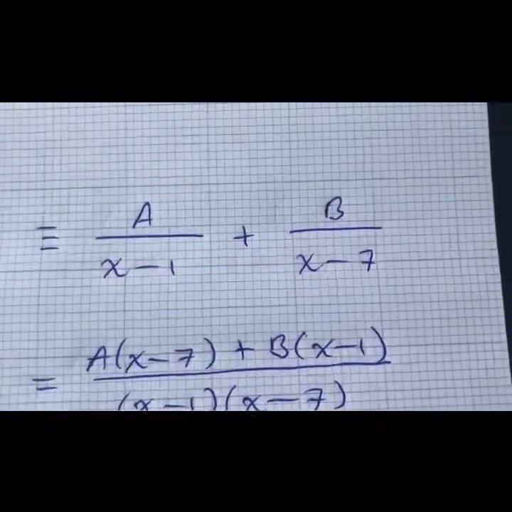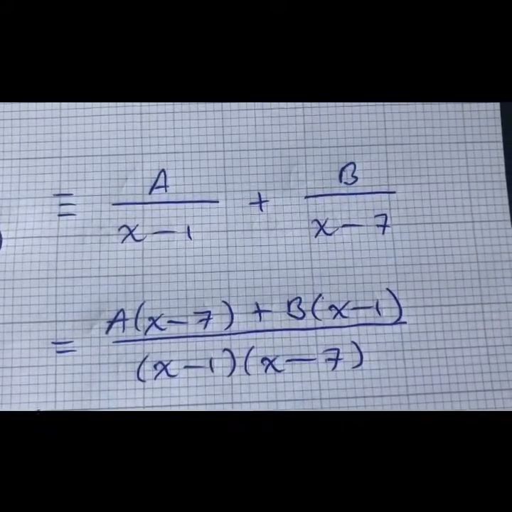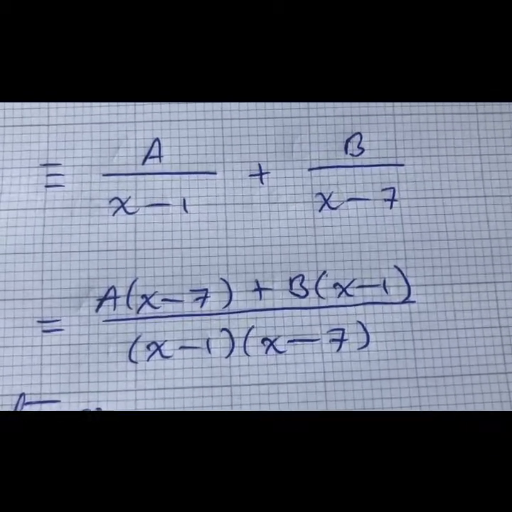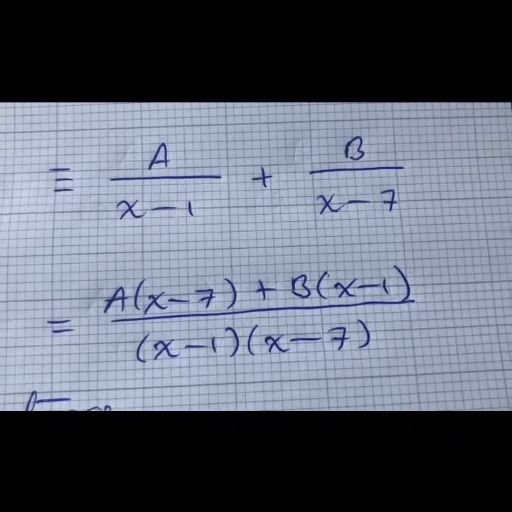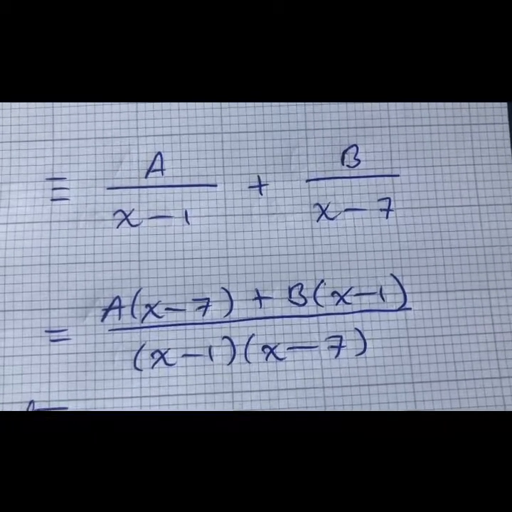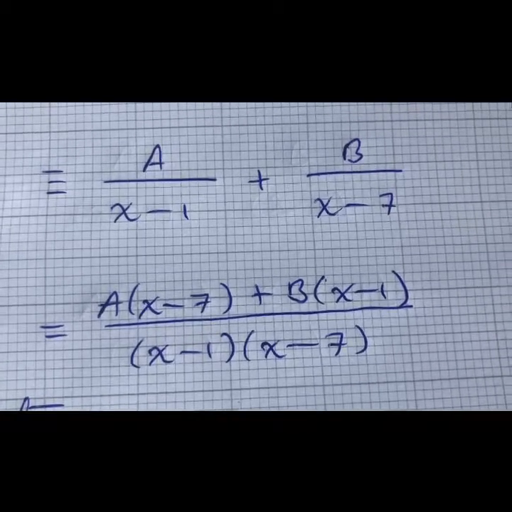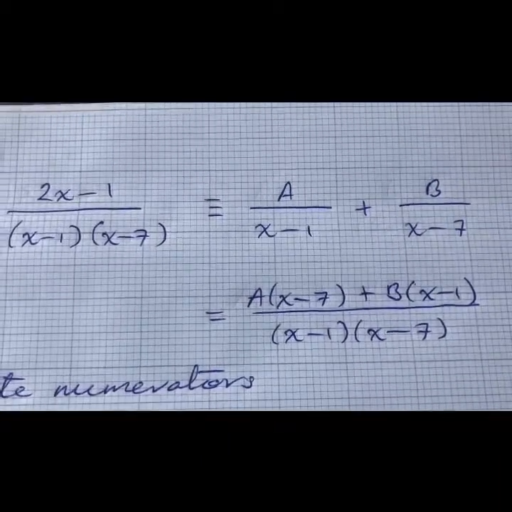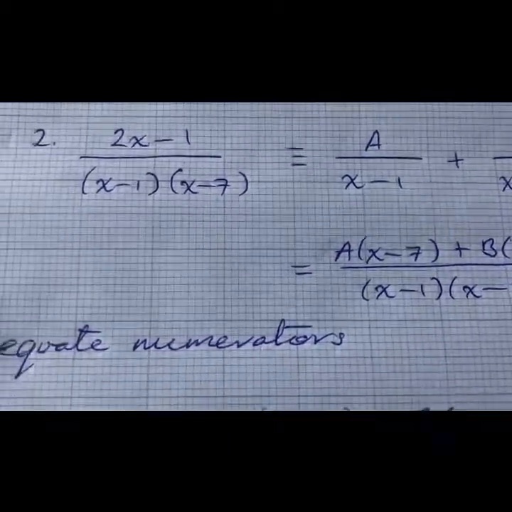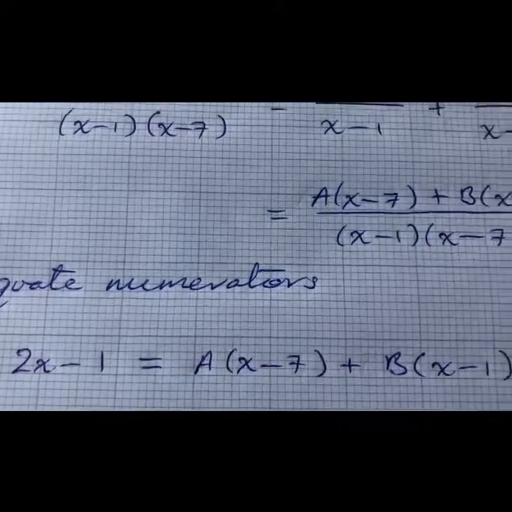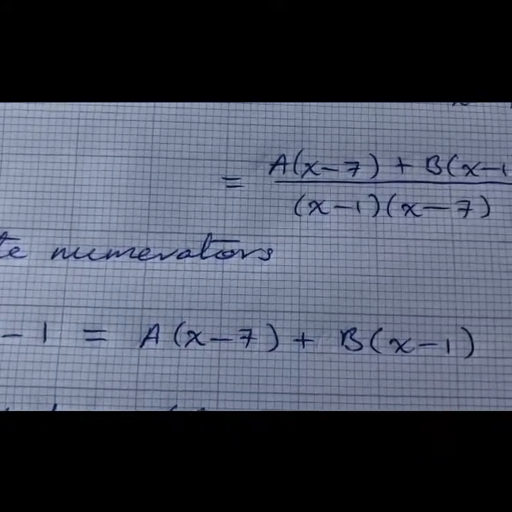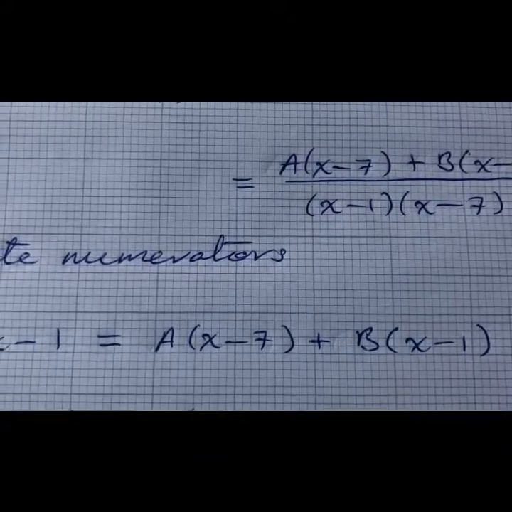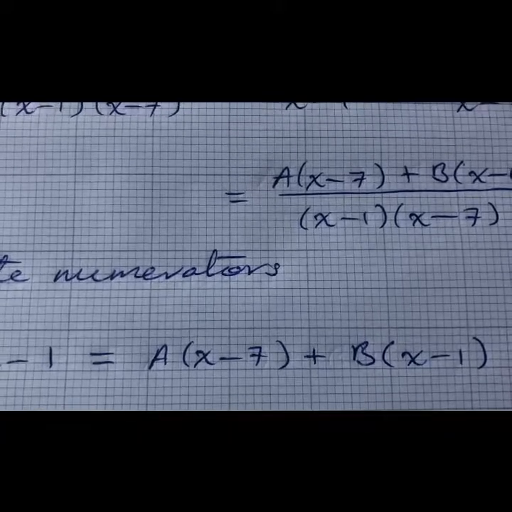So go through the same thing. If we were adding those two fractions together in terms of a and b, and using the methods we've looked at, we would get a times x minus 7 plus b times x minus 1 all over the denominator that matches up with what we start with, which is x minus 1 times x minus 7. And because the denominators match, we just need to equate numerators, which means 2x minus 1 equated with a times x minus 7 plus b times x minus 1. And again, our job is to work out the a and the b.